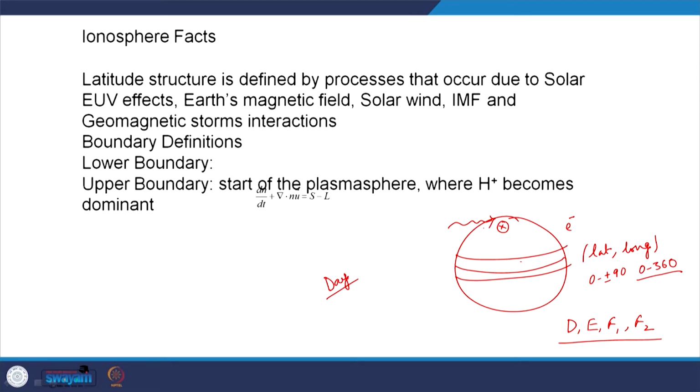That means the latitudinal structure of the ionosphere not just depends on the solar electromagnetic spectrum, it also depends on several other parameters such as solar wind, the direction of the interplanetary magnetic field, and geomagnetic storms, so many things. So the upper boundary of the ionosphere is the beginning of the plasmasphere, where generally hydrogen, being the lightest species, will escape into these altitudes and become available in the plasmasphere. So this is the basic nature of the continuity equation. We will discuss more on this later.